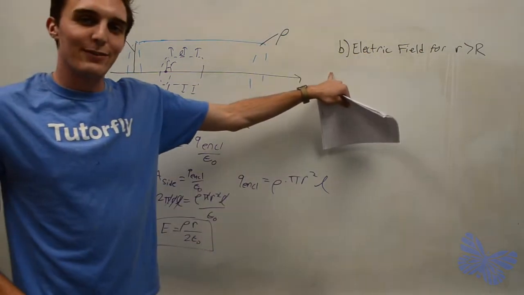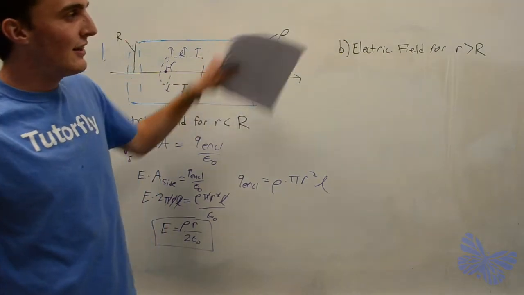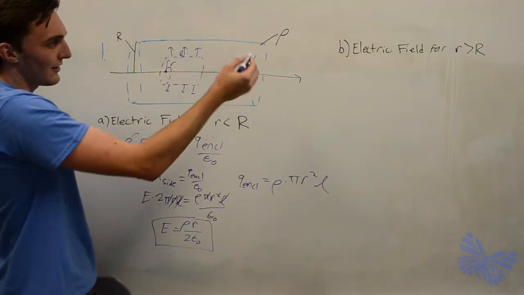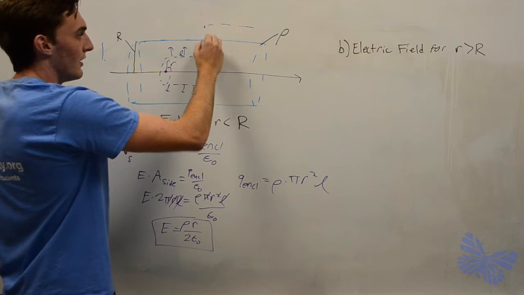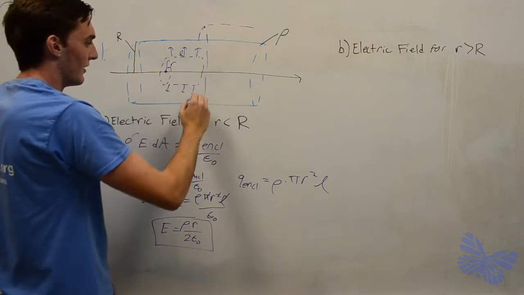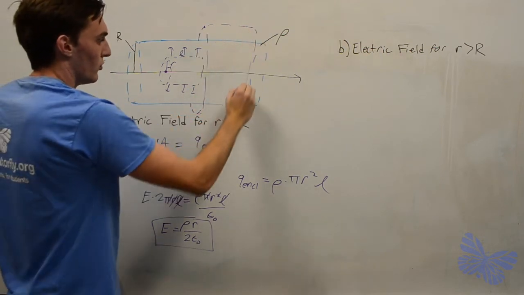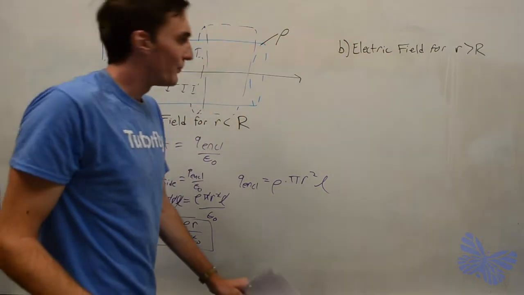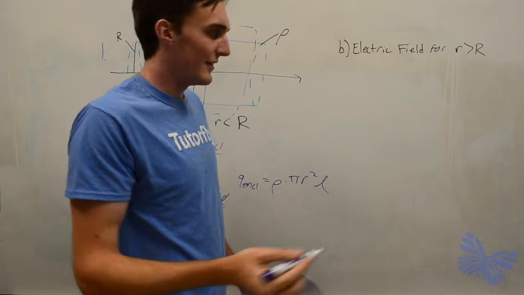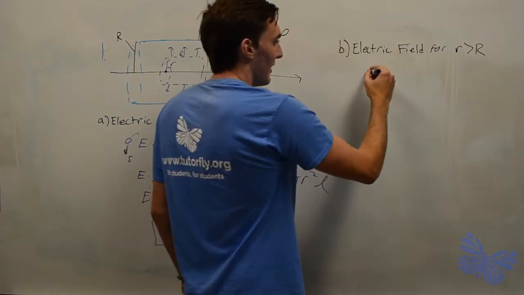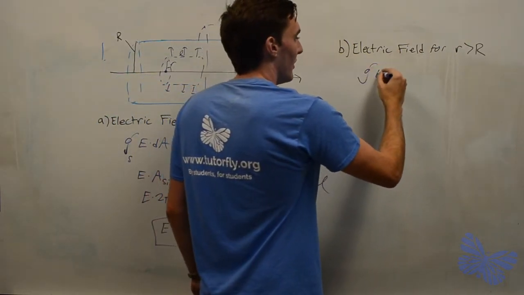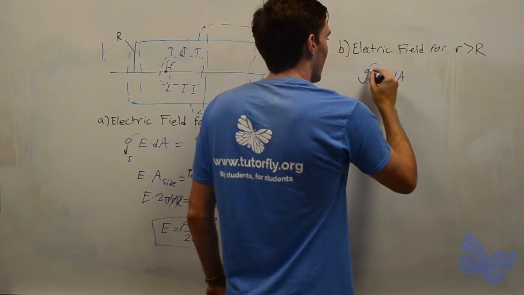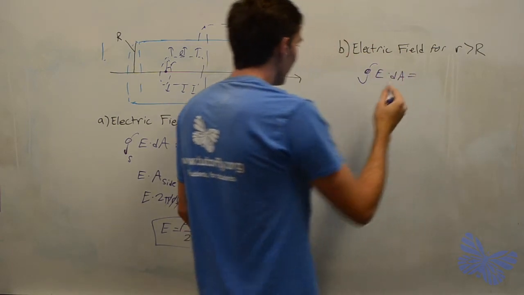Part B is just asking for the electric field outside of the cylinder. And so you can draw another surface that looks like this. It's basically a larger cylinder. And you know that the flux is still going to be the integral of E dot dA. That's going to equal the charge enclosed.